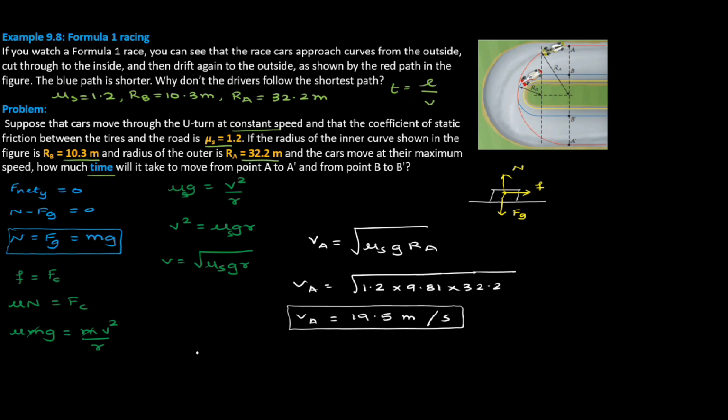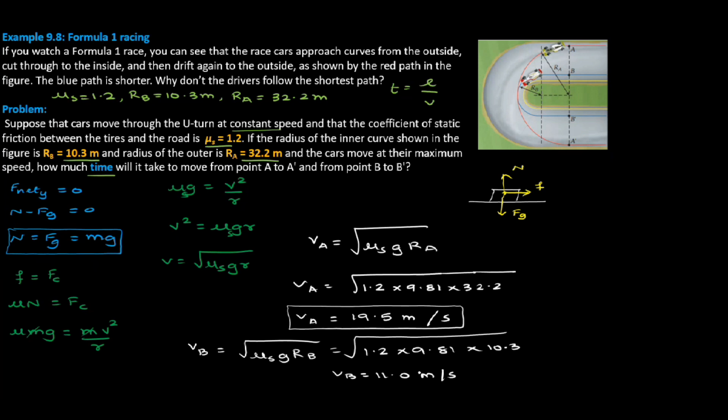We do the same thing for path B. We write VB equals square root of mu s g RB, which is square root of 1.2 times 9.81 times 10.3. And when you solve this, you get VB as 11 meter per second. So we found our velocity.